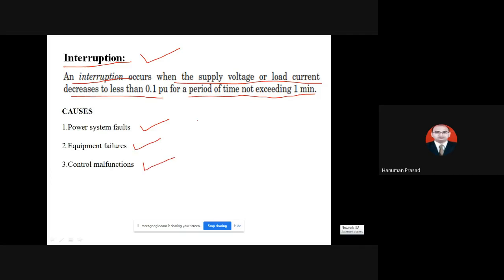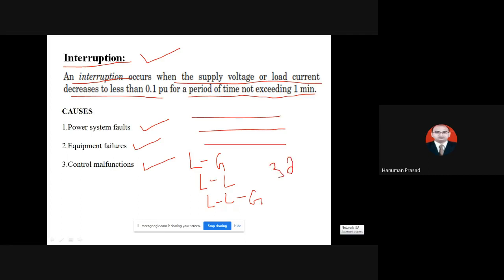Power system fault means if we are taking the transmission lines, this fault may be LG fault, line to ground fault, it may be line to line fault, it may be double line to ground fault, or it may be three phase fault. It may be any type of fault.